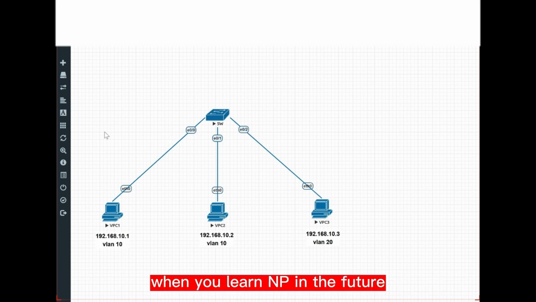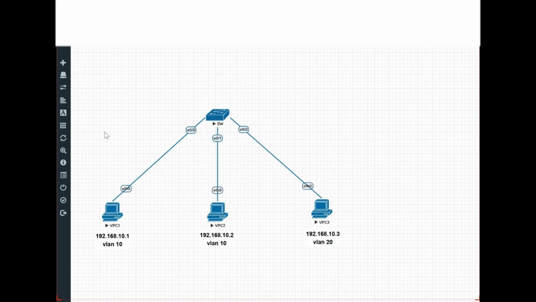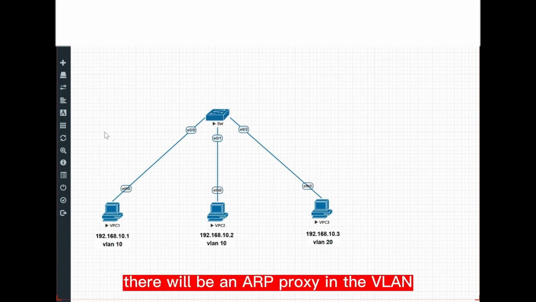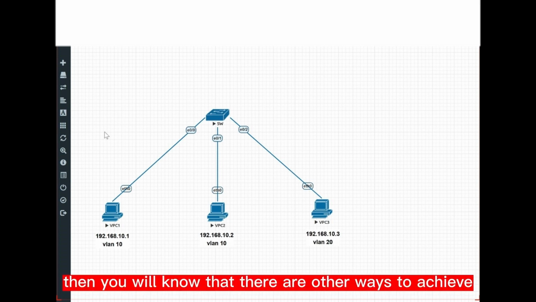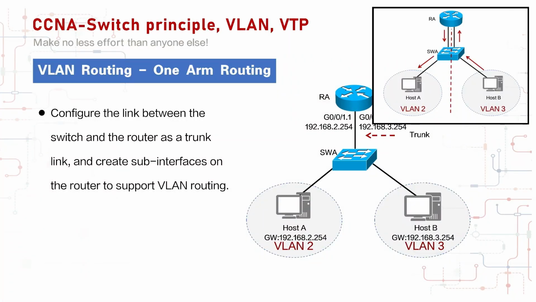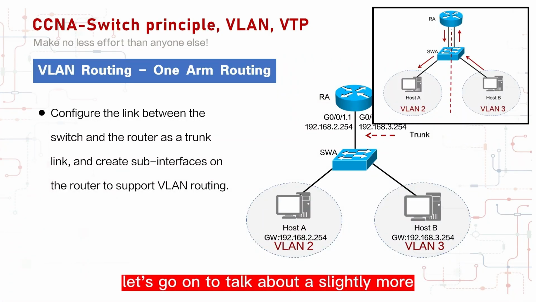When you learn NP in the future, you will talk about ARP proxy. In the future, there will be an ARP proxy in the VLAN. We only learned one ARP proxy in the NA phase, the easiest one. Then you will know that there are other ways to achieve it. Let's look down. Let's go on to talk about a slightly more complicated knowledge point.